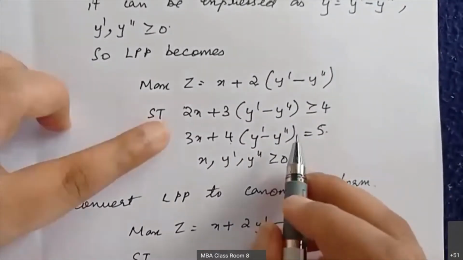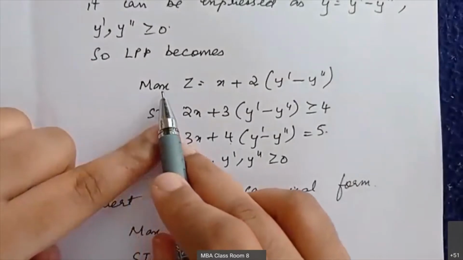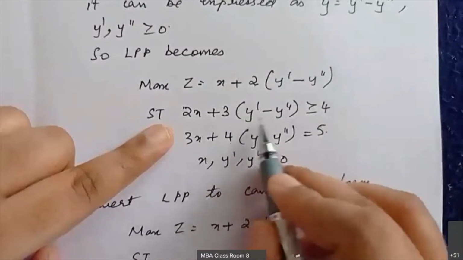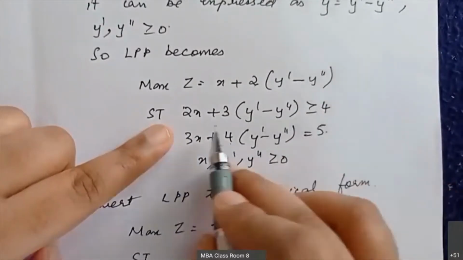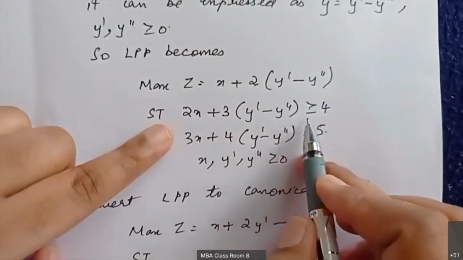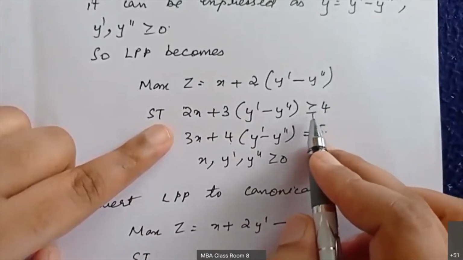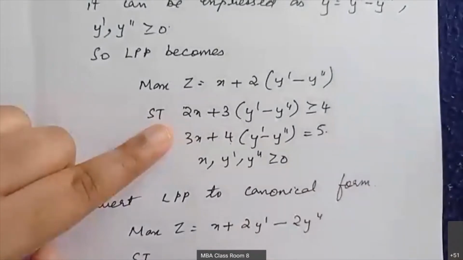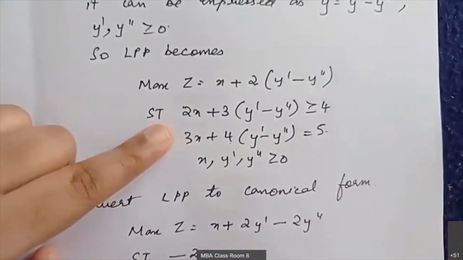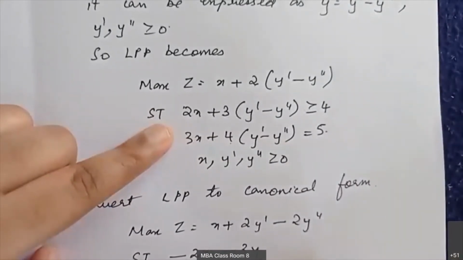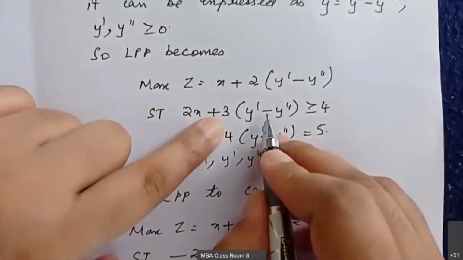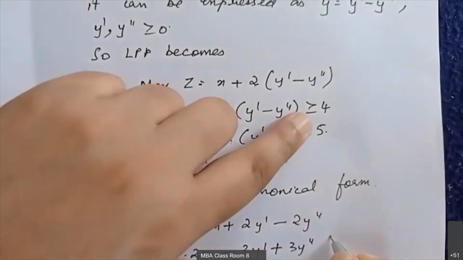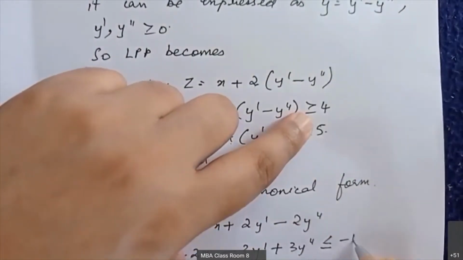Subject to, see, this is a maximization problem now, so all the constraints should be of less than or equal to type. So I'm going to open this bracket, as well as multiply this entire constraint with -1 so that I can reverse this symbol. Maximization, here it should be less than or equal to. So subject to minus 2x minus 3y dash, minus into minus will become plus, so plus 3y double dash, the sign will reverse, less than or equal to -4.